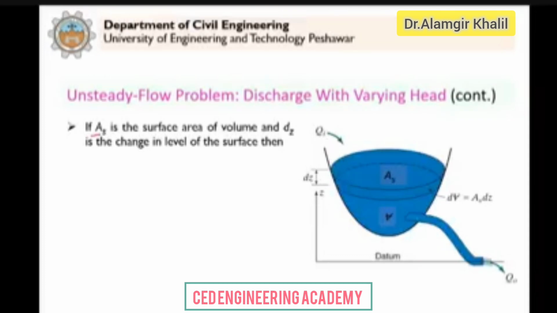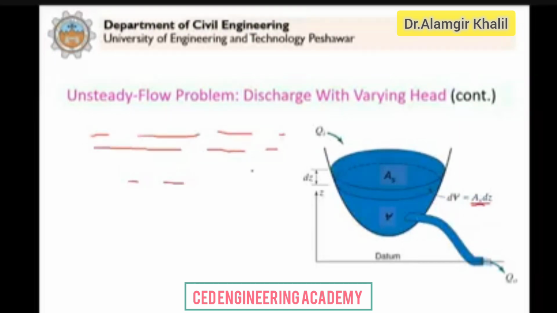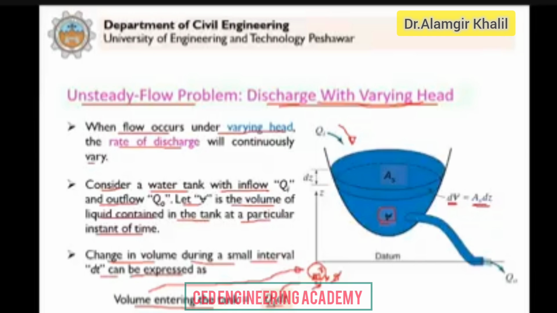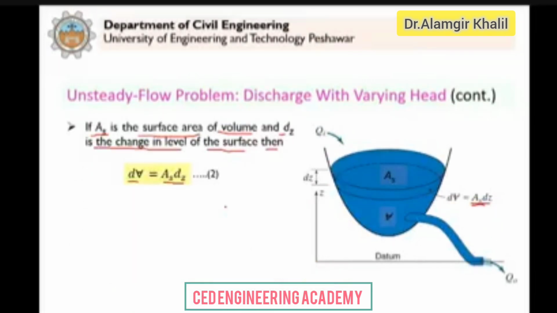If AS is the surface area of the volume and dz is the change in level of the surface, then this change in volume is equal to AS into dz. Change in volume is also given by AS into dz, because dz is the differential change that has taken place. So that change in the water level multiplied by the surface area is also the change in the volume. Clear? Now we have equation 1, where the change in volume is given by this, and we also have the change in volume given by this.